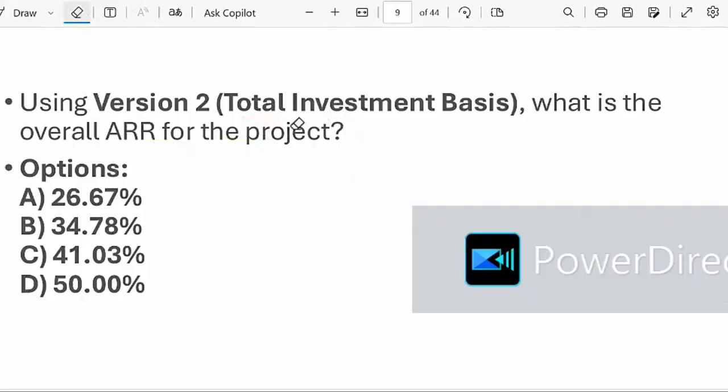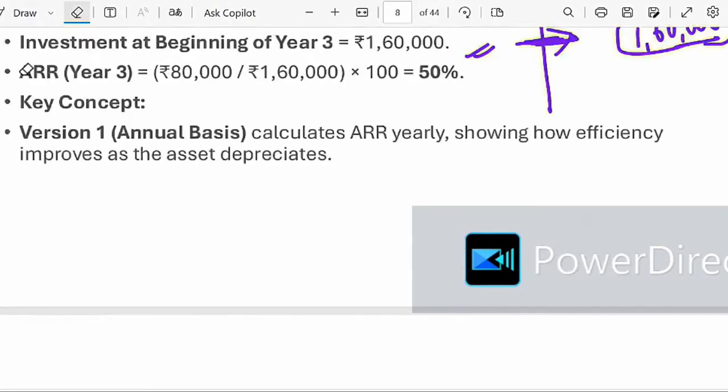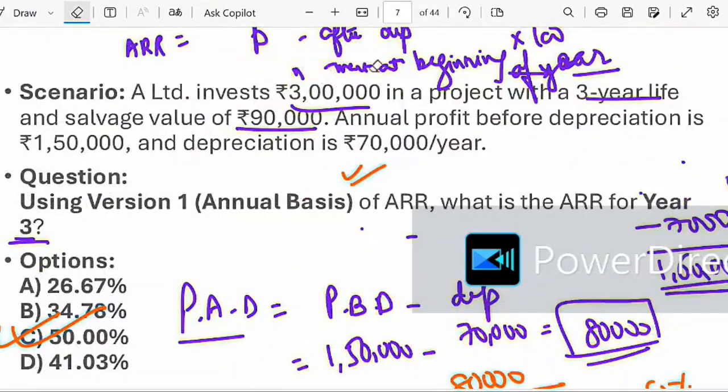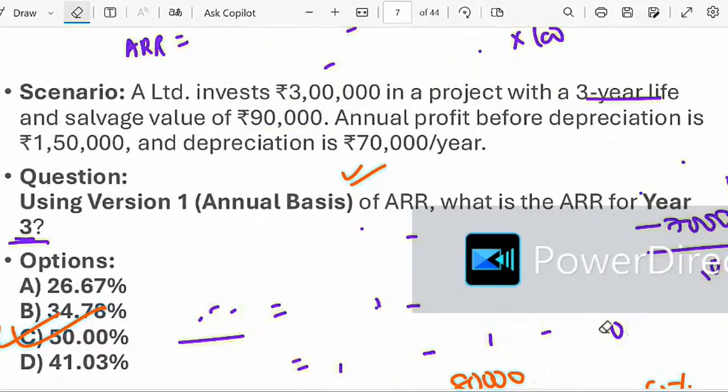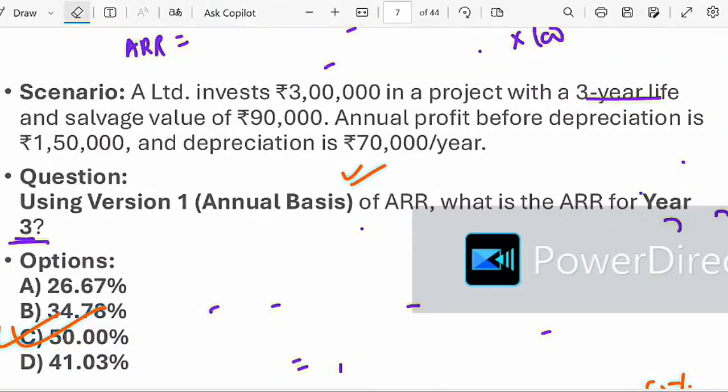So how to go about calculating it? Again, the formula remains the same. This is the data. You have to apply this data to calculate the overall ARR, which is version 2 of the ARR method. The key difference in version 2 is that we treat the total investment as fixed, ignoring depreciation. We don't take depreciation into account. That is one of the key differences of version number 2.